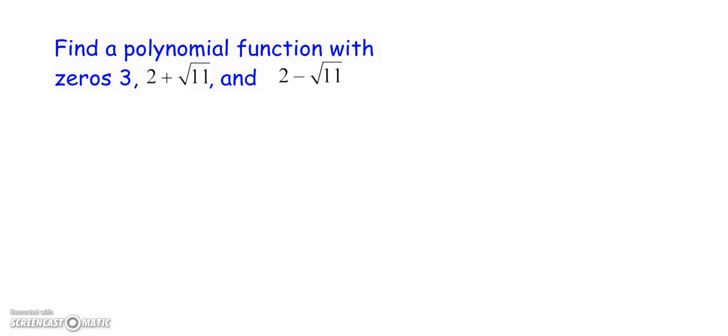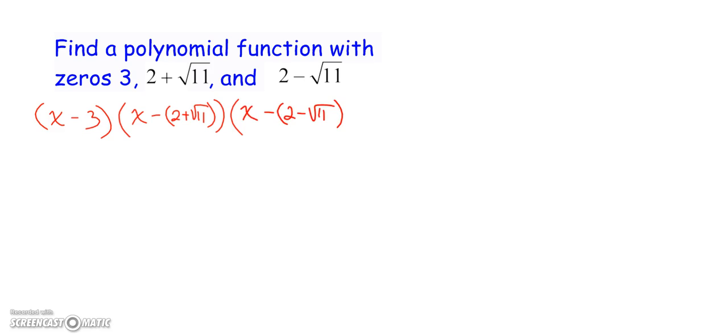Okay, here's the same exact problem taken to a new level. So, again, if 3 is a 0, what's its factor? Well, if 3 is a 0, then x minus 3 was its factor. Now, 2 plus radical 11 is a 0. What's its factor? Well, it's a positive 2 plus radical 11, meaning x minus 2 plus radical 11 is its factor. And the same thing here. If 2 minus radical 11 is a 0, then x minus 2 minus radical 11 is its factor.